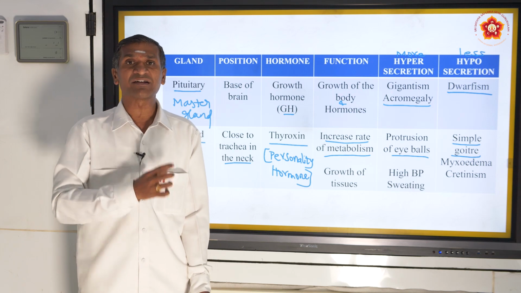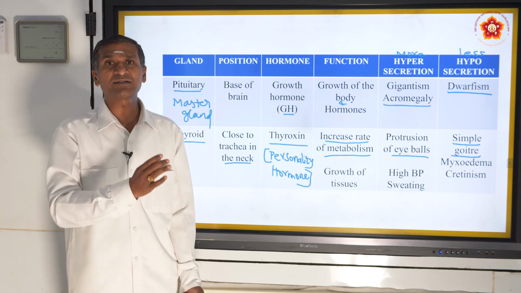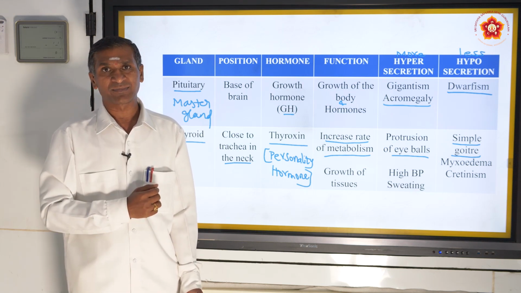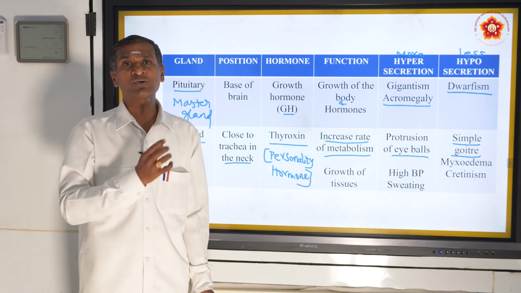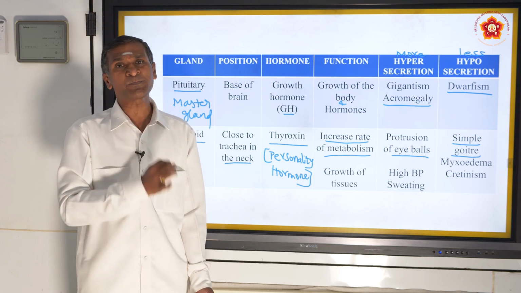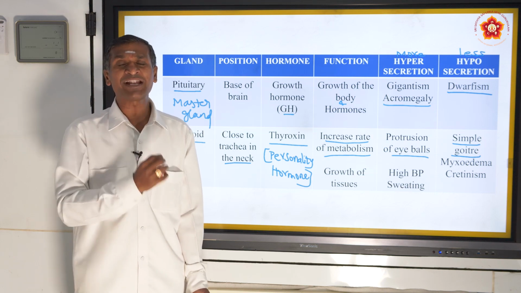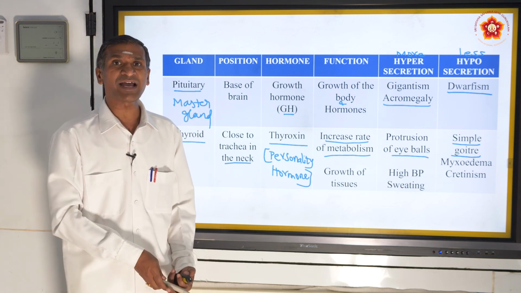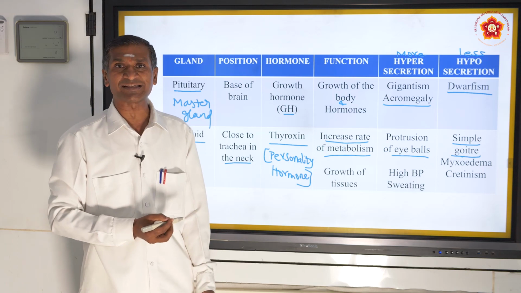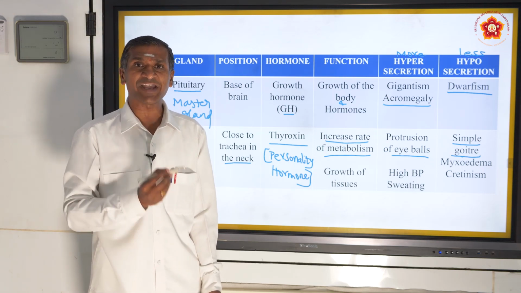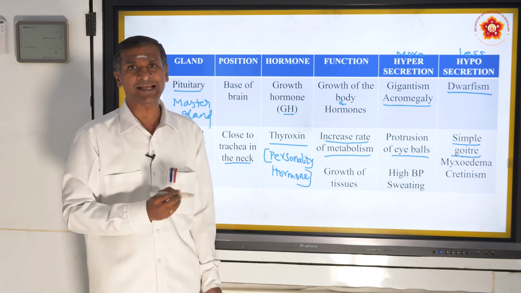Endemic diseases are restricted to a particular region where there is less production of a certain nutrient, or where there is deficiency of any one nutrient. So we call that an endemic disease. Simple goiter is also an endemic disease, restricted to the areas where there is less iodine salt or iodine mineral in the food.